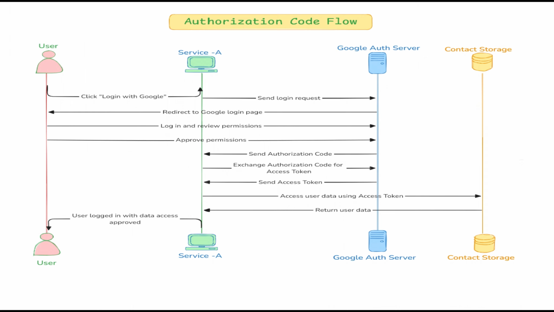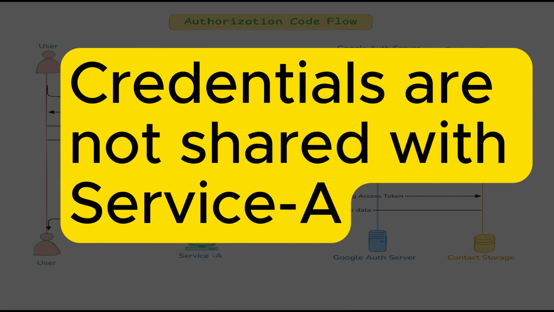Now the website sends that authorization code back to Google in exchange for an access token. And finally, the website uses this access token to access your data, whichever you have permitted, from the Google server. The key benefit of this flow is that your credentials, like your passwords, are never exposed to the website and the access token stays safe, making it a very secure process.